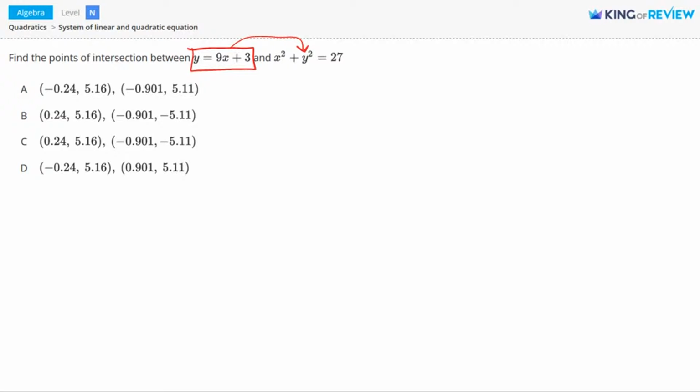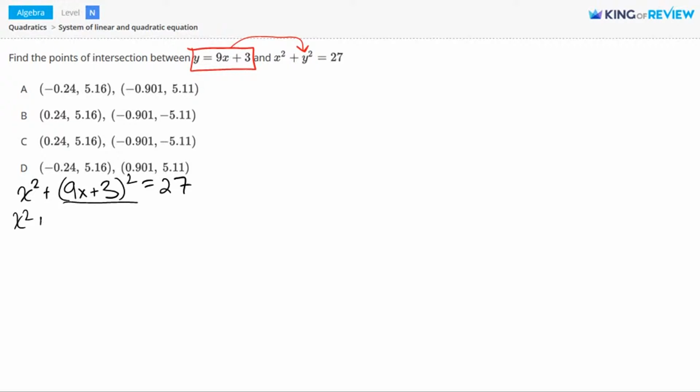So we have x squared plus y squared equals 27. Notice that I left an open space for y. I'm going to substitute 9x plus 3 in for y by placing it in this parenthesis. Now let's expand this portion.